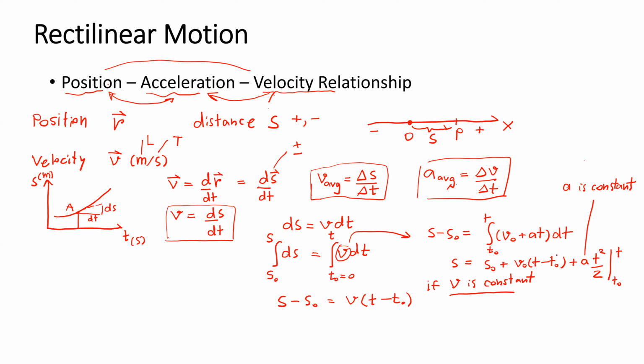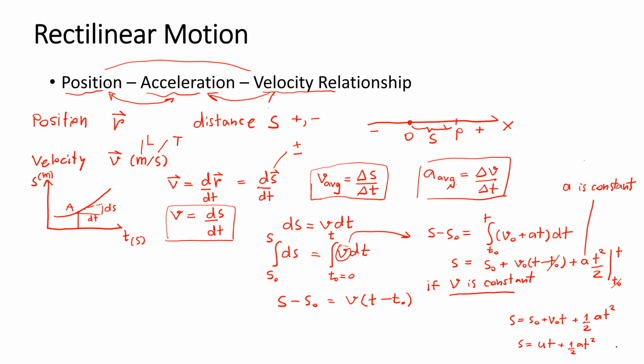Okay, what if the T0 is 0? You can get the simple relationship that S equals S0 plus V0 T plus 1/2 AT squared. Maybe from your high school time, you used S equals UT plus 1/2 AT squared. Yes, these are the relationships.